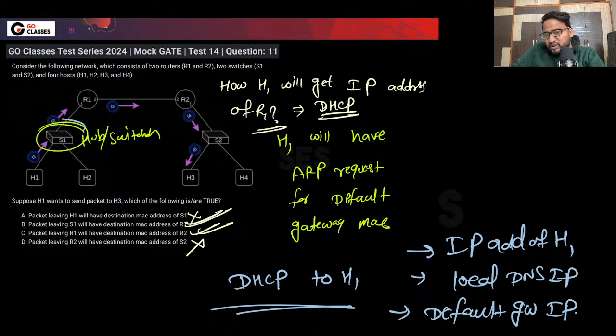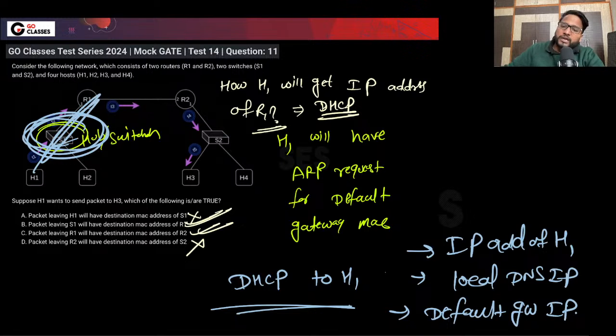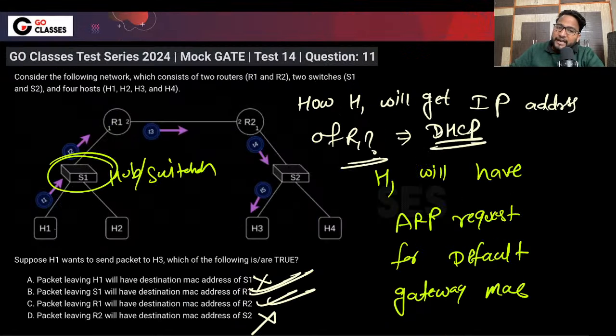So now if the switch or hub is coming in between, that's okay. H1 is not sending to the switch, so the destination MAC address has to be R1. It is in between only, okay?